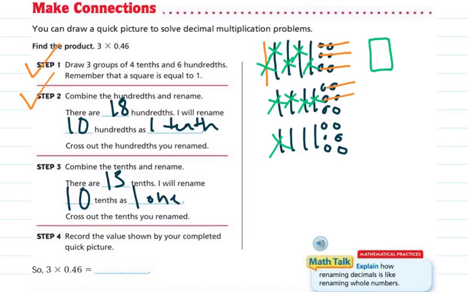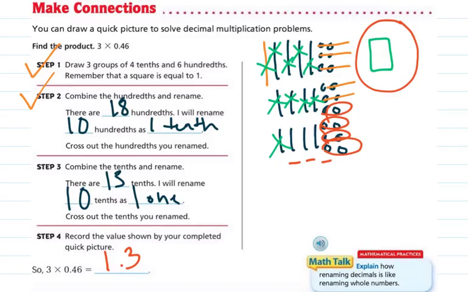Now, boys and girls, we are going to step 4, which says record the values shown by your completed quick drawing. So we can see we have 1 whole, 3 tenths, and 2, 4, 6, 8 hundredths. So our answer is 1 and 38 hundredths.